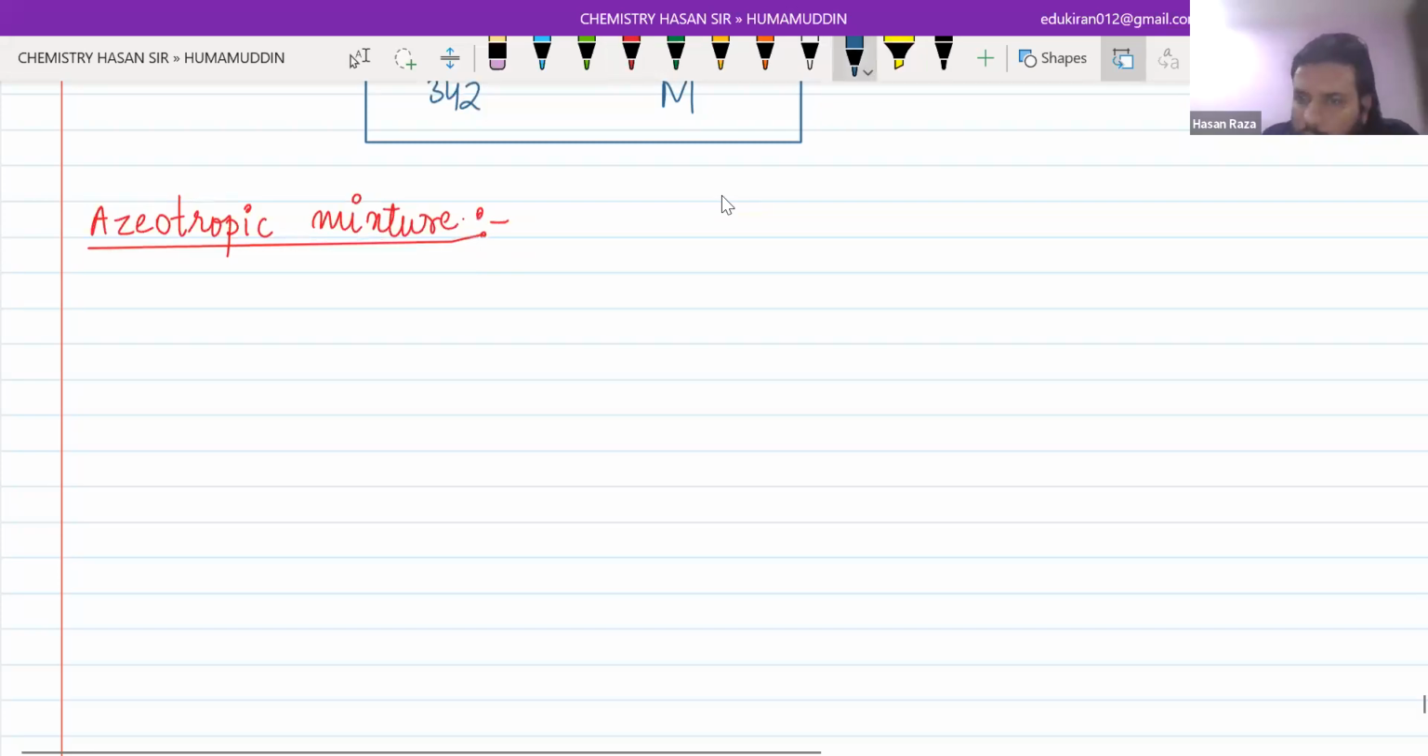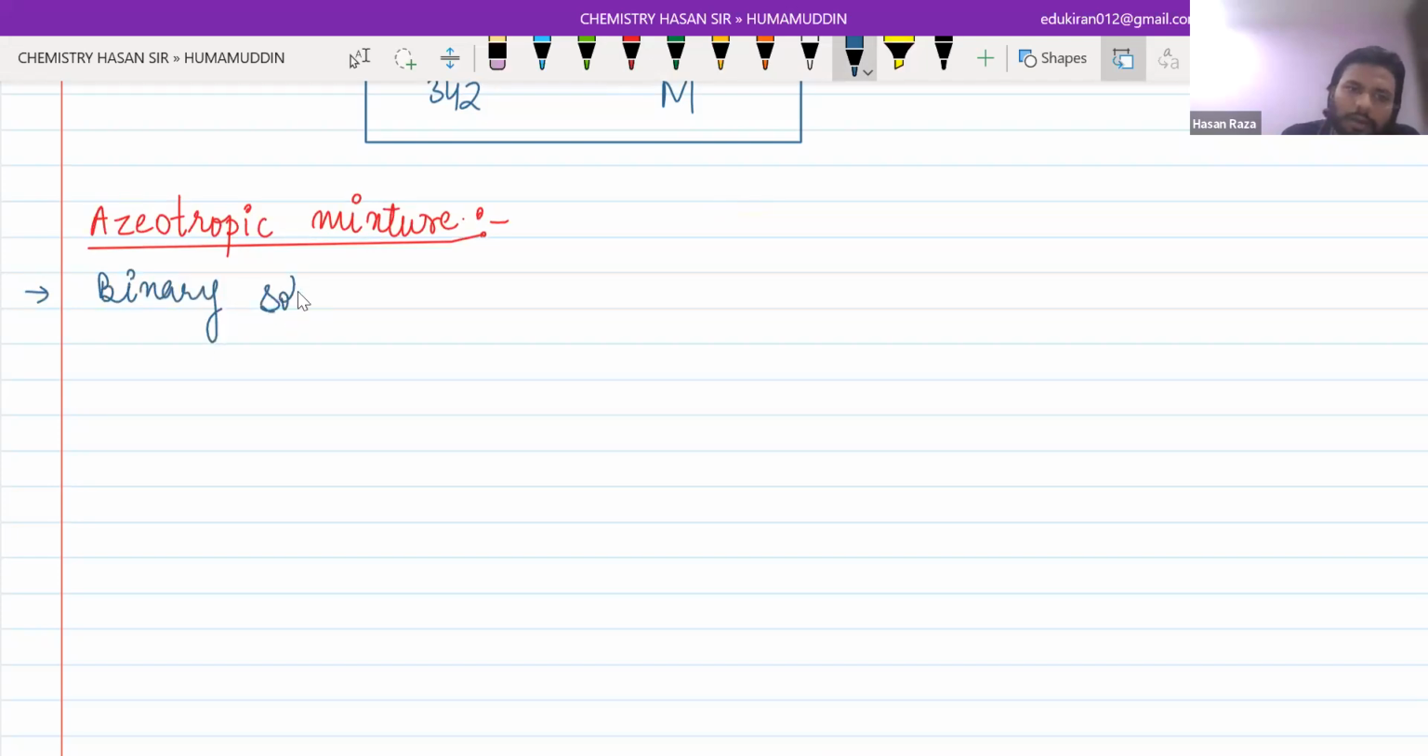You can see what is azeotropic mixture. So basically, first of all, I'm not going to just define it. I'm going to give you the conditions which will be fulfilled and you will be getting an azeotropic mixture. The first condition for this is a binary solution.